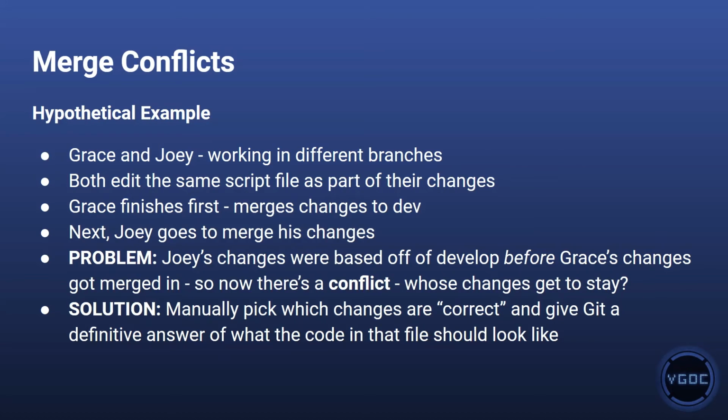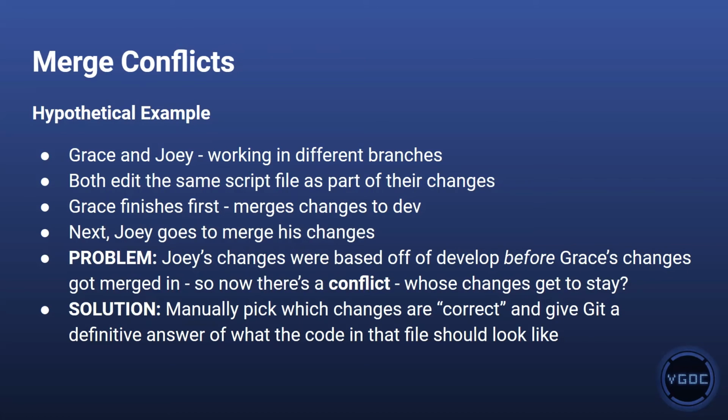So here's a hypothetical example. Picture Grace and Joey, right? They're working in separate branches that they've both made off of develop. And Grace finishes her feature first, merges her changes into the develop branch. So the develop branch is now updated. But Joey is still working on his changes based on the old version of what was in the develop branch.